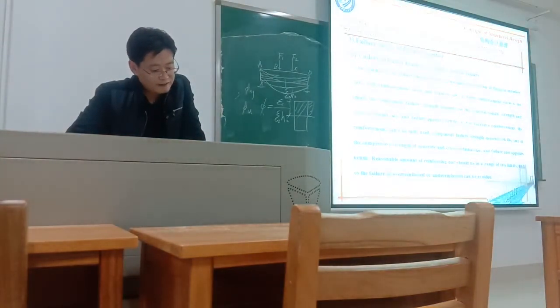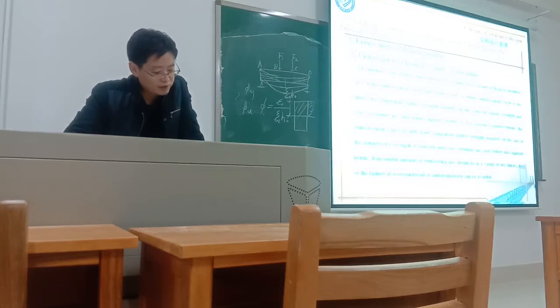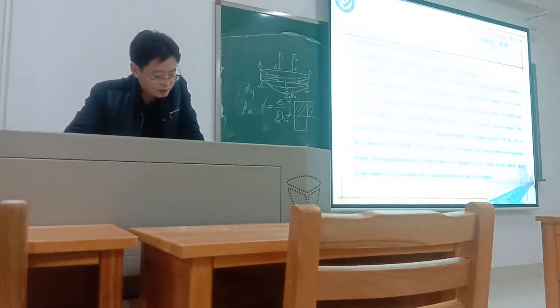So in summary, the failure characteristics of the normal cross section of a flexural member vary with the reinforcement ratio. The feature is, when the reinforcement ratio is too small, the failure strength depends on the concrete tensile strength, and the failure appears brittle. And for excessive reinforcement, the reinforcement cannot be fully used. The component failure strength depends on the compressive strength of the concrete and the cross-section size, and the failure also appears brittle.